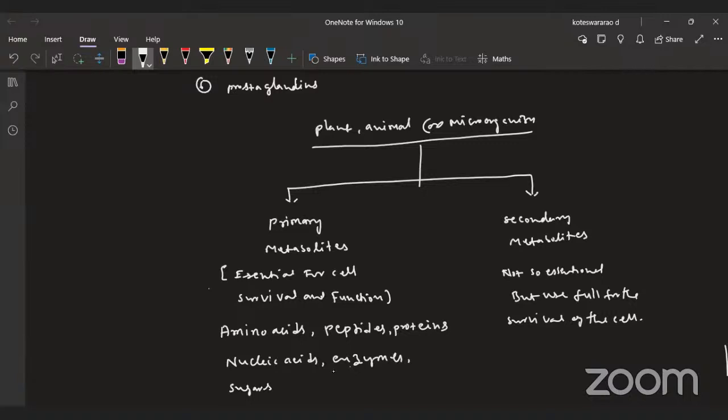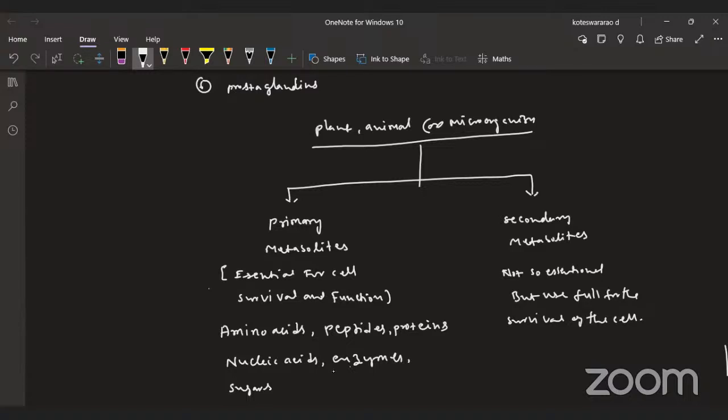Now, these are all essential. Without the amino acid, we cannot produce the cell, or without protein peptide, we cannot produce the cell. And without nucleic acid, there is no RNA, DNA. And without enzyme, there is no production of proteins. That is the combination of amino acids and some coenzyme parts that releases the complete proteins. Right? Now, these are very much essential for the cell survival and cell function, both.